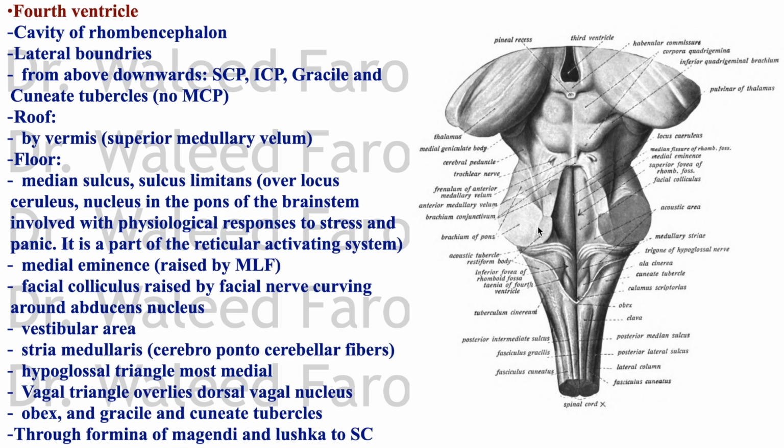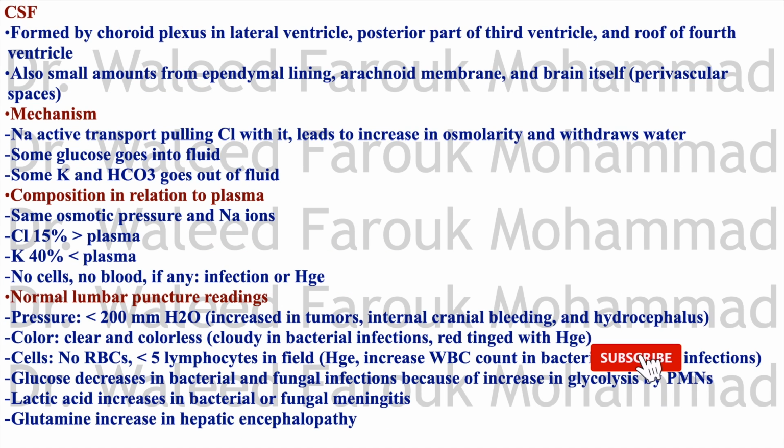Of course, the fourth ventricle, as you know, communicates by the cerebral aqueduct of Sylvius to the third ventricle and by foramina of Magendie and Luschka to the spinal cord. Now, a hint about the CSF, cerebrospinal fluid. It's formed by the choroid plexus in the ventricles in general, in the lateral, third and fourth. Also, small amounts are formed by the ependymal lining, the arachnoid matter and the brain itself. It's formed in the perivascular space, as we will see later.